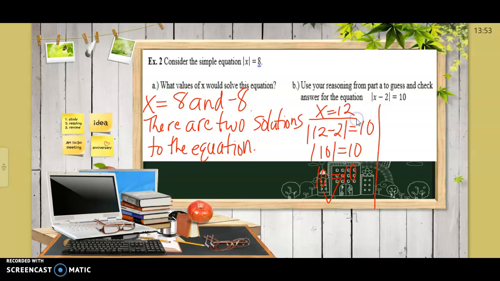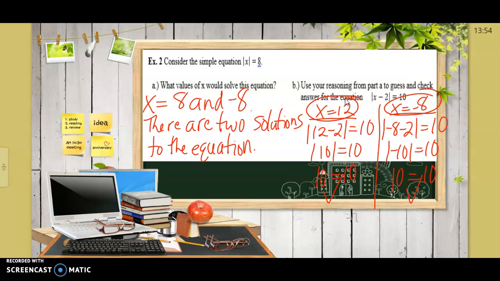How about another one? Could you think of something else that would work for x? -12. Let's think about that. -12 minus 2 would be -14. So that one didn't work. But is there another one? X was equal to -8. I would put in -8 for x, subtract 2, and equal 10. Well, when we have the same sign, add those up, and it is still a -10. But what's the absolute value of -10? +10, and we've got our 2 answers, -8 and 12.